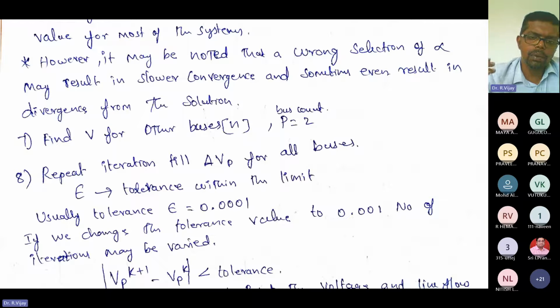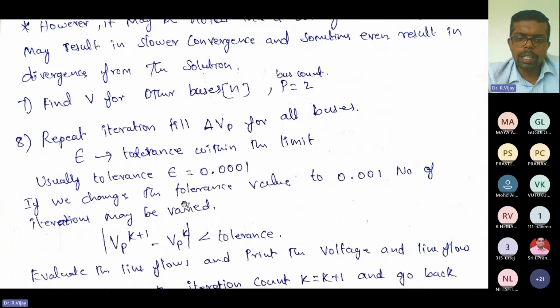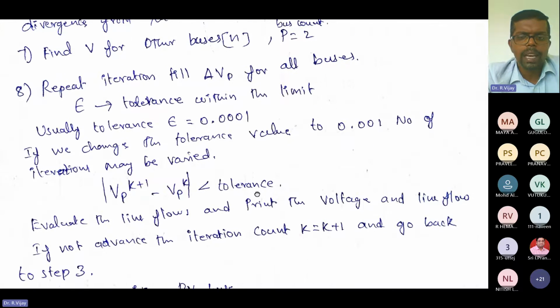So what is this tolerance limit for? The program will stop at a certain point. It will check the limit, and later on the program will stop. So here we are doing it like this: the change in the voltage, VPK plus 1 minus VPK, less than the tolerance limit. Then your program will stop. Evaluate the line flows and print the voltage and line flows.